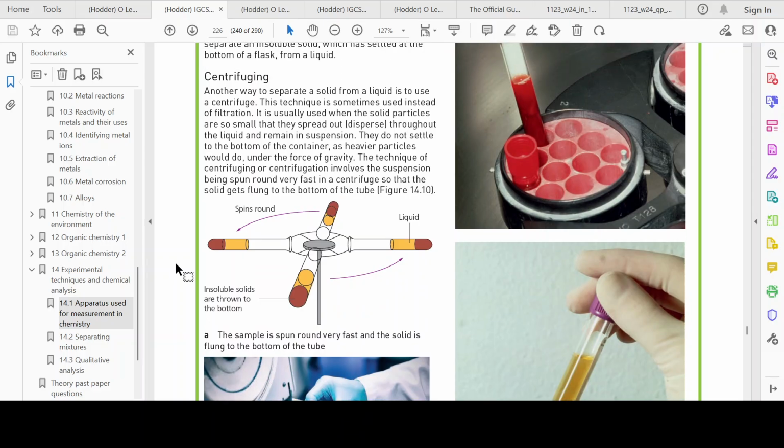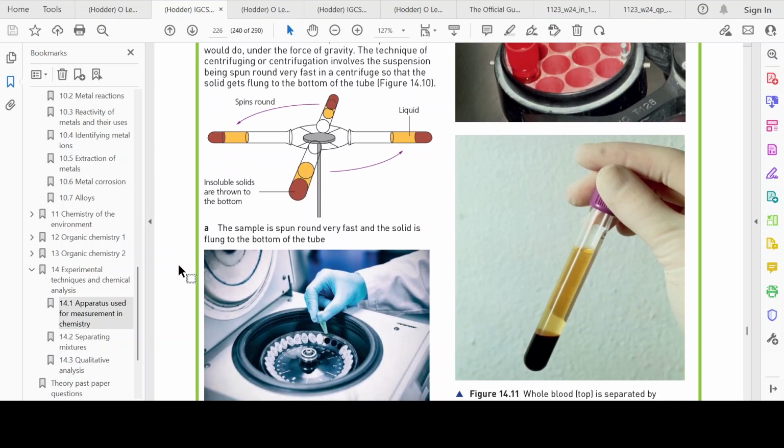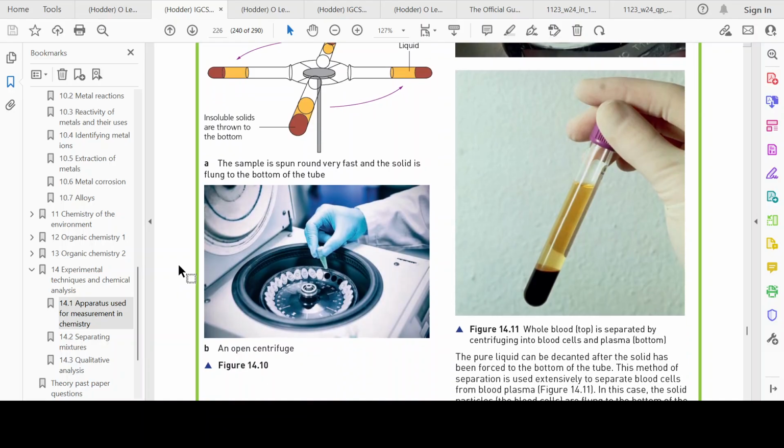So even though it's not part of the syllabus, what you do is you put the test tubes in the centrifuge. The name of the apparatus is the centrifuge, and it spins them around at very high speeds, which causes the heavier particles to settle at the bottom. So you can see the insoluble solids are thrown to the bottom, and so they collect at the bottom, and then the liquid separates to the top. And so when the centrifuge stops, if you don't disturb it, this is what you get.